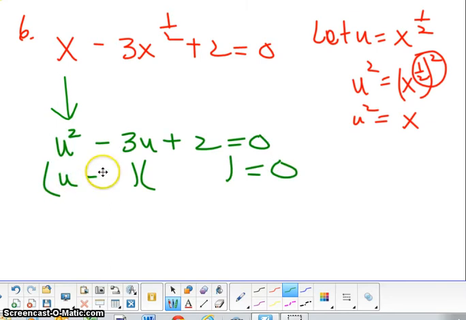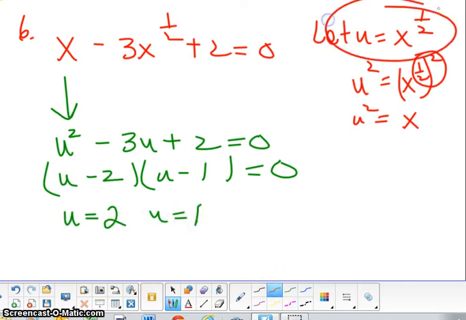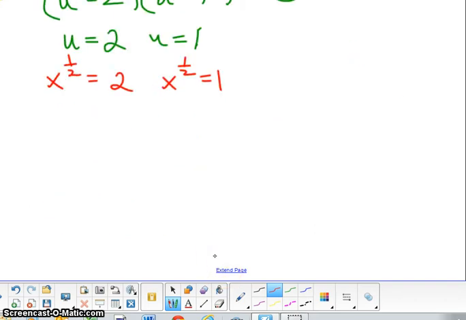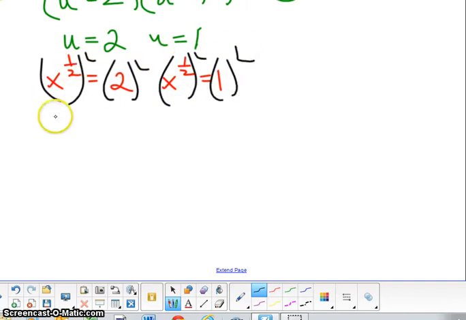And now u minus 2 and u minus 1 would be the factors, and then the solutions would be 2 and 1. Okay, now we bring back the x to the 1/2, because really we are solving for x. We're not solving for u here. And then once you see that's a fraction, we're going to just square both. And when you square both, that's just going to give you an x by itself. 2 squared is 4, and then when you square 1, you get 1.